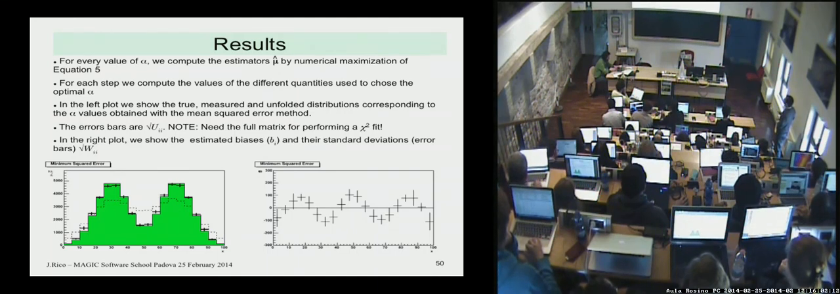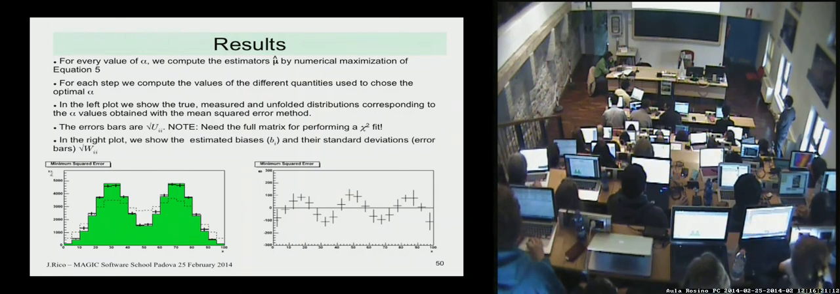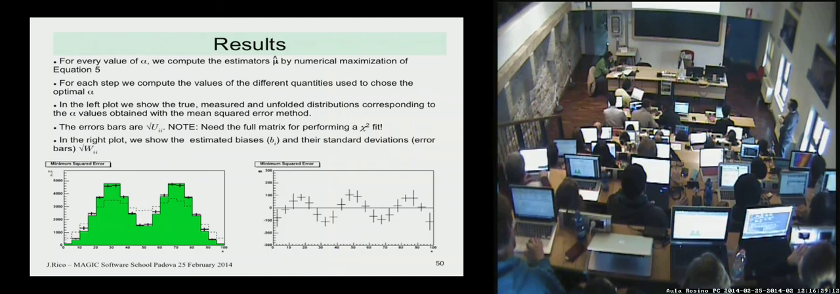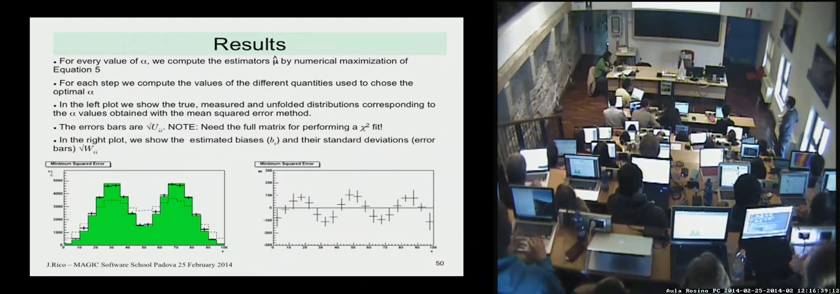Here I'm showing just one. Here you see in green the original distribution from which I constructed the expectation of the measurements, and from that, the realization of the measurement shown in this dotted histogram. And for the optimal values of alpha, in this case I think it is the mean squared error, this is the resulting estimated histogram in the dots.